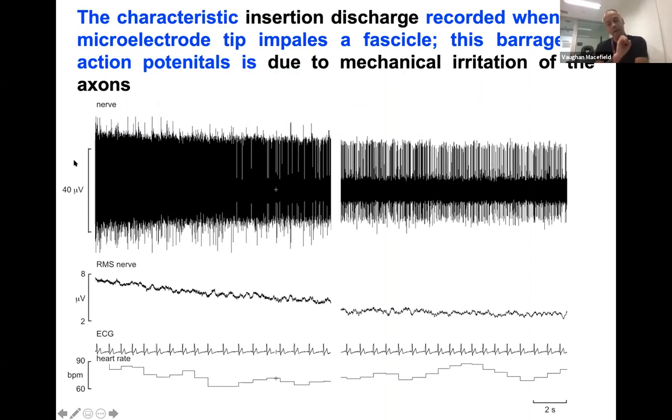So a very high frequency discharge, and this is simply due to mechanical stimulation of the axons close to the tip of the microelectrode, generating ectopic impulses. And it's always wise to wait for that to settle down, because often it reveals that you've impaled a single axon, such as in this case, a muscle spindle afferent. This is a recording from a muscle fascicle, the common peroneal nerve.